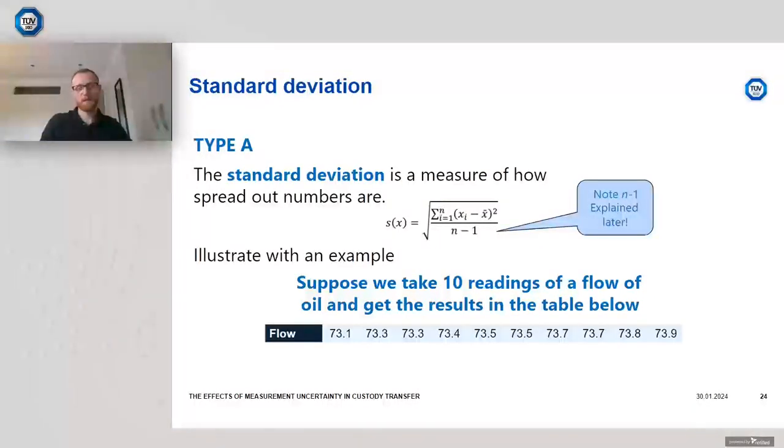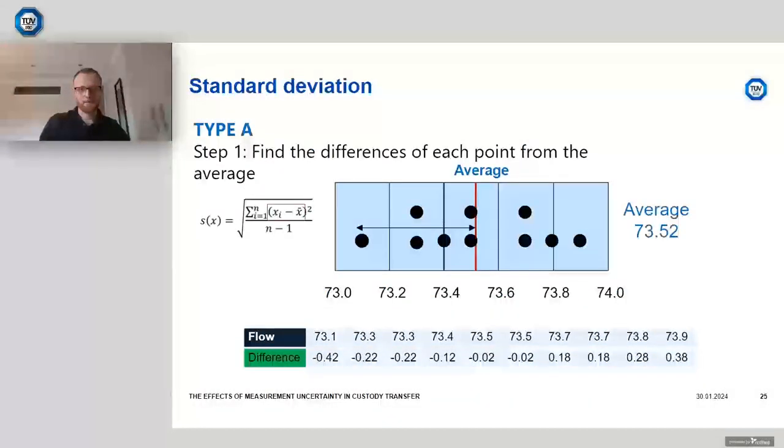So the best way to characterise the spread of data is using the standard deviation, and we can show this with an example. As I said, if you take 10 readings of a flow of oil and get the results in the table below, we can then start to evaluate the standard deviation. In each of the forthcoming slides, there's a little red box in the equation, and it shows what we are evaluating in each slide.